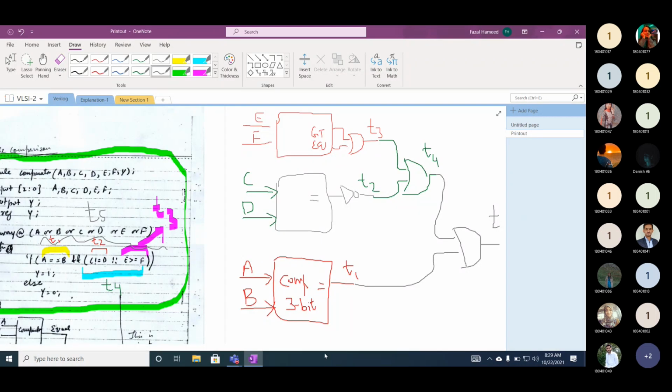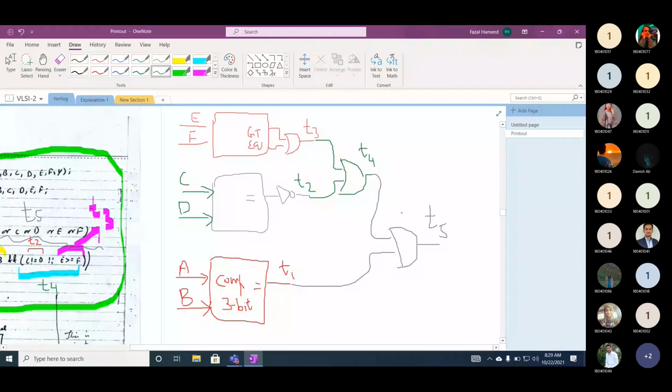Now let's assume that it will infer a multiplexer. How will a multiplexer look? A multiplexer will look like this. If T5 is equal to 1, what will go? Logical 1. If T5 is equal to 0, 0. Do we need this multiplexer? We don't need this multiplexer. Actually, this output is actually T5. So now this is minimized hardware.